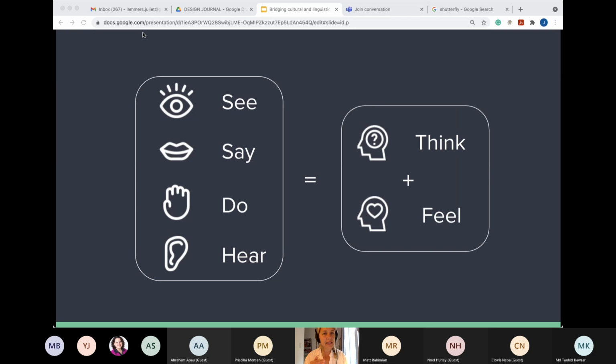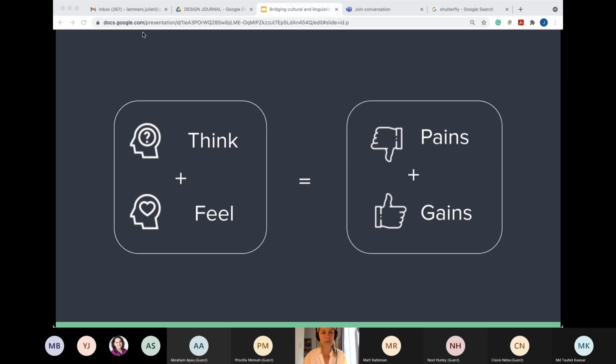So to reiterate, see, say, do, and hear help a designer understand what a user is thinking and feeling. And if you remember, thinking and feeling correspond to the cognitive and affective components of empathy that Kupri and Visser describe. Understanding what a user is thinking and feeling, or empathizing with a user, helps the designer assess a learner's pains and gains.